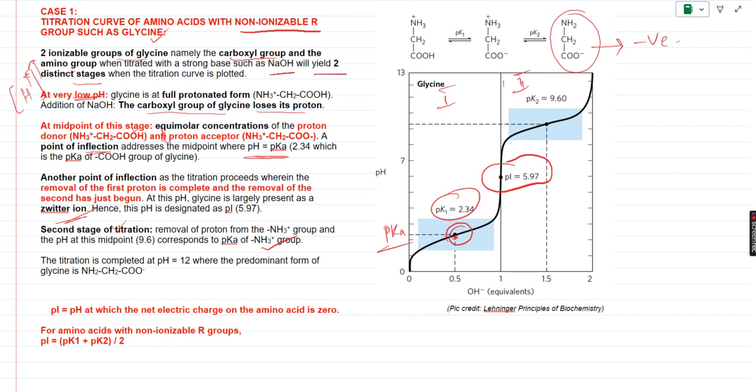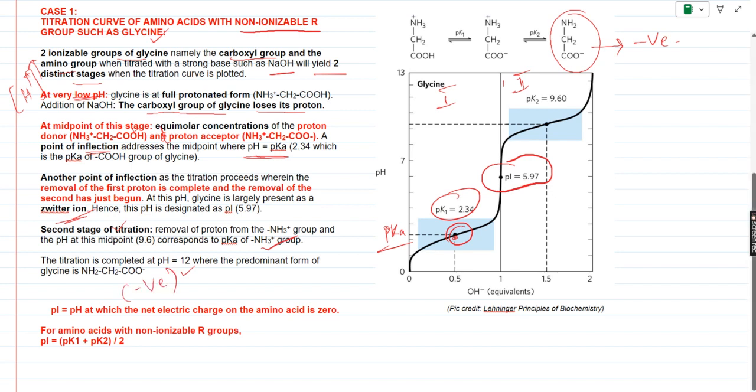So the hydrogen ion from this NH3 plus group is also going to be removed, and only the COO minus is present because COOH has lost all its hydrogen ions, and the net charge is going to be negative. The titration is completed at about pH 12, where the predominant form of glycine is going to be NH2CH2COO minus, which carries the negative charge.